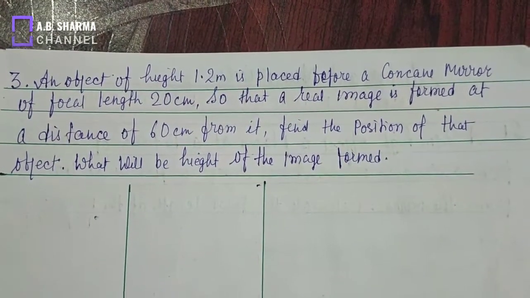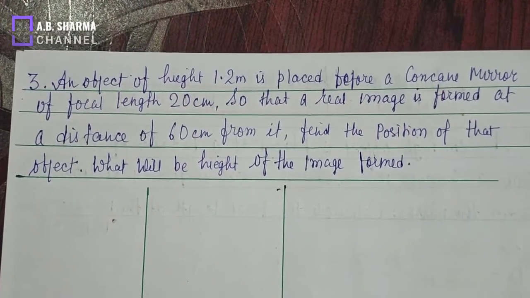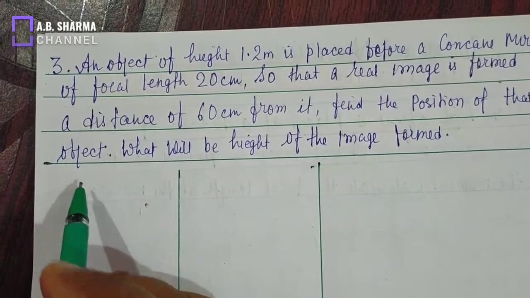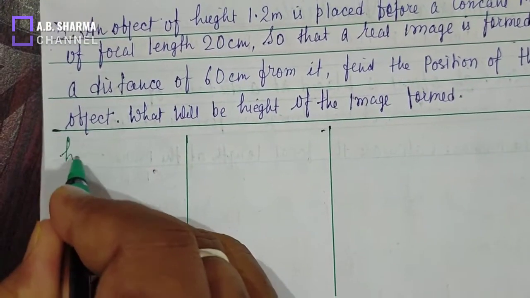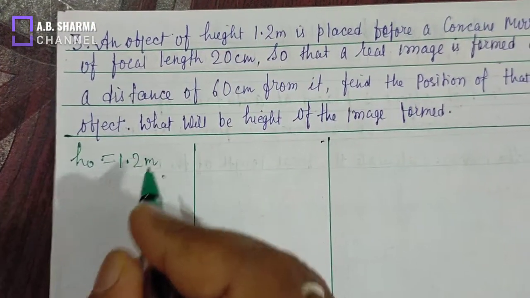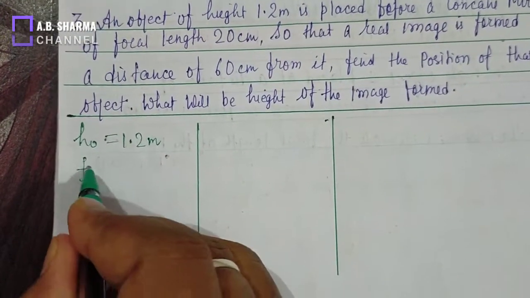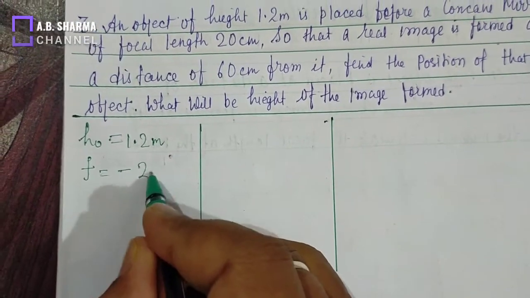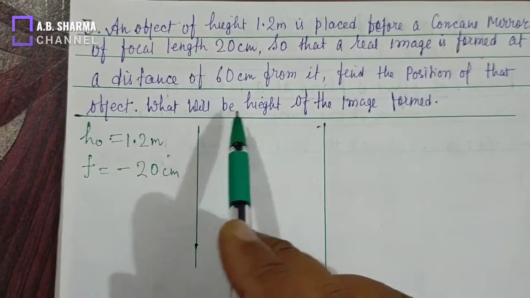So first you try it by yourself by pausing the video. Okay, now see the solution. First I will write the information. An object of height, that is ho, is given, which is equal to 1.2 meter, placed before a concave mirror of focal length f. Mirror is concave, so its focal length will be negative, minus 20 centimeter. Real image is formed at a distance of 60 centimeter.